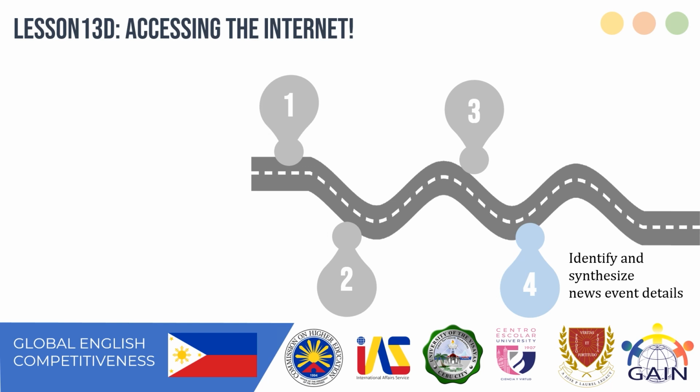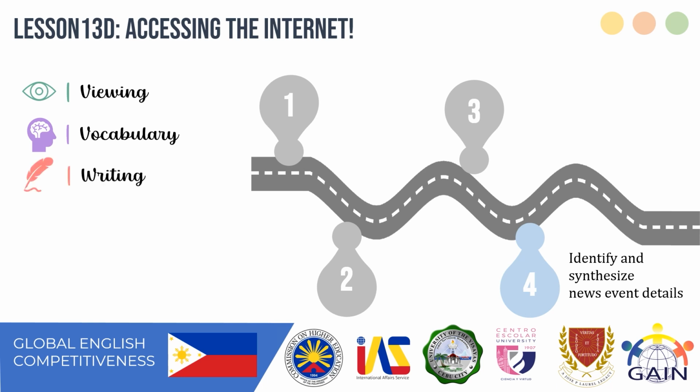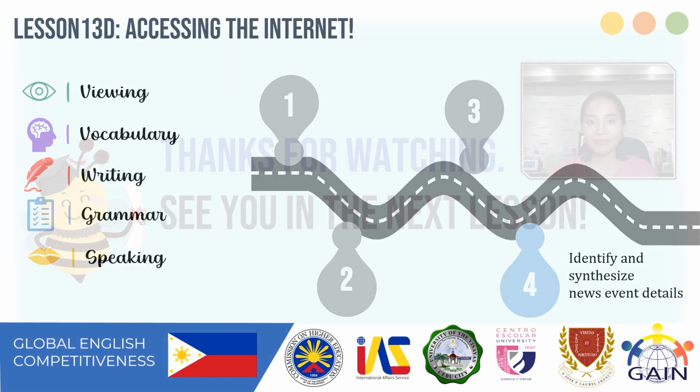And with that, we have covered our final objective for Unit 13, which is to identify and synthesize news event details. In this lesson, we watched a video on how to talk about charts and graphs in English. We also tested your vocabulary on graph-related terms. You wrote descriptions of information presented in a graph and wrote an article about it as well. You discussed comparative and superlative degree of comparison. And you evaluated the given bar chart and described it using comparatives and superlatives.